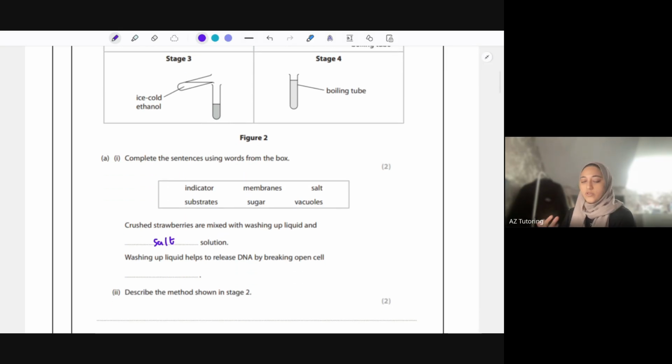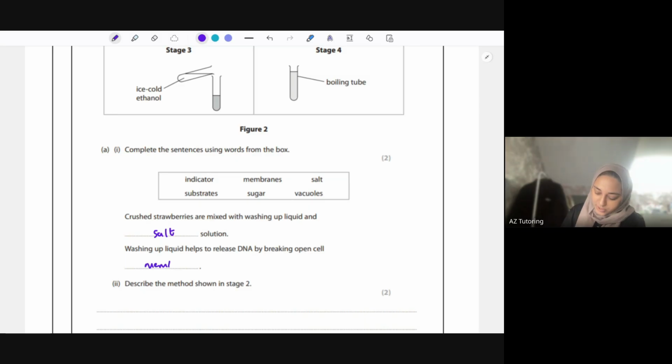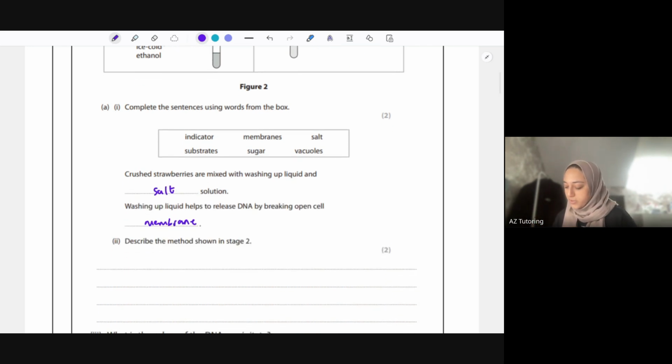So yeah, whenever you're doing the DNA experiment, they always mix it with washing up liquid and that salt solution. And the washing up liquid essentially helps to release the DNA by breaking open the cell membrane. That's the reason why they add the washing up liquid, breaks the cell membrane in order to get that DNA out, essentially. So describe the method shown in stage 2.